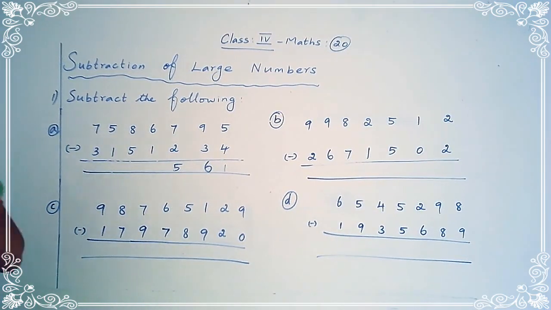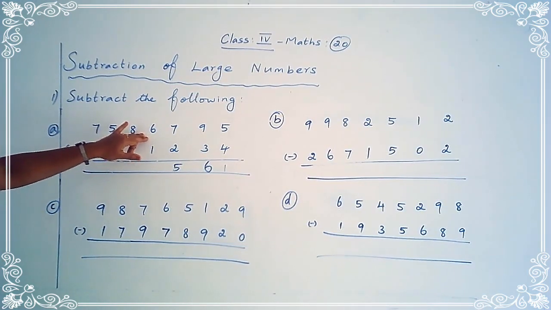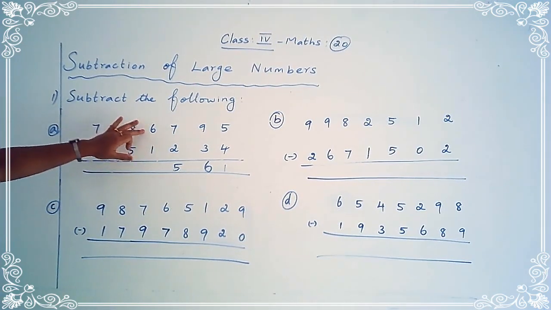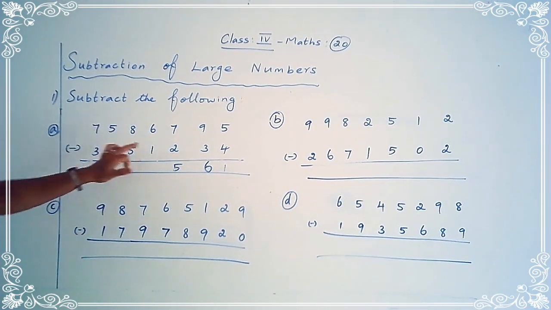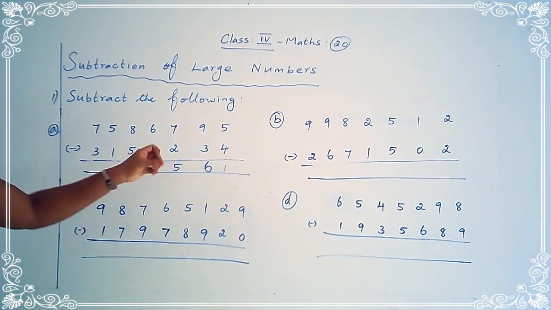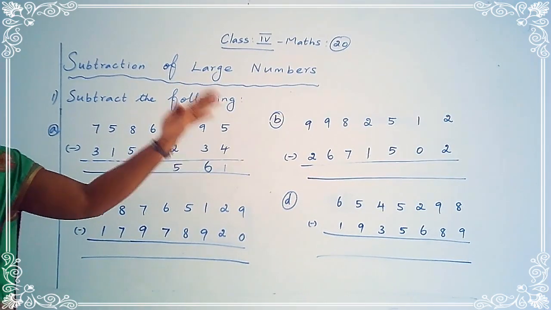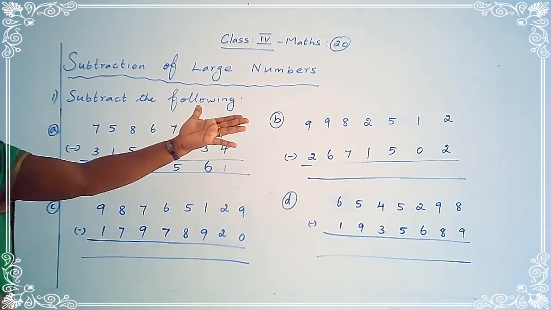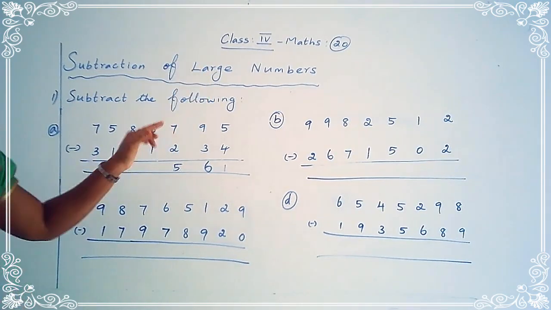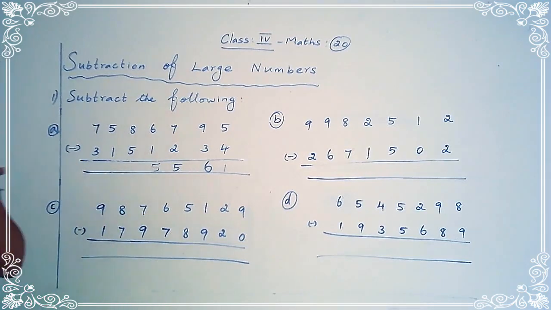Clear children? Now you come to the next place, the thousands place. Here the thousands place has 6 and 1. So 6 minus 1. So 1 after 2, 3, 4, 5, 6. How much? 5. So 6 minus 1, your answer is 5.